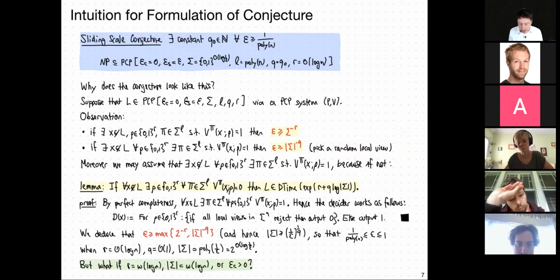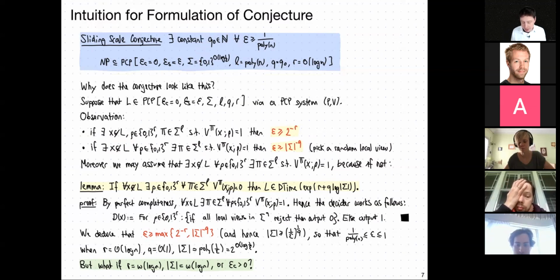However, this sort of explanation doesn't quite help us if we have a large random string and a large alphabet, or if we have imperfect completeness. So just take a step back. What we're trying to do here is use elementary reasons to explain this, and we did not succeed in doing that.